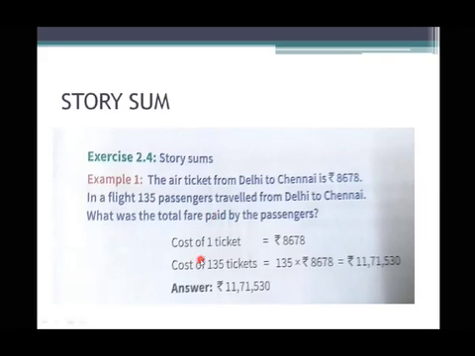So now what you should do, the cost of one ticket is, as they have given in the question, 8,678 rupees. Now you have to find the cost of 135 tickets. So you have to multiply the cost of one ticket into 135. So 135 into 8,678, if you multiply, you will get 11,71,530 rupees. So for 135 tickets, you have to pay 11,71,530 rupees.